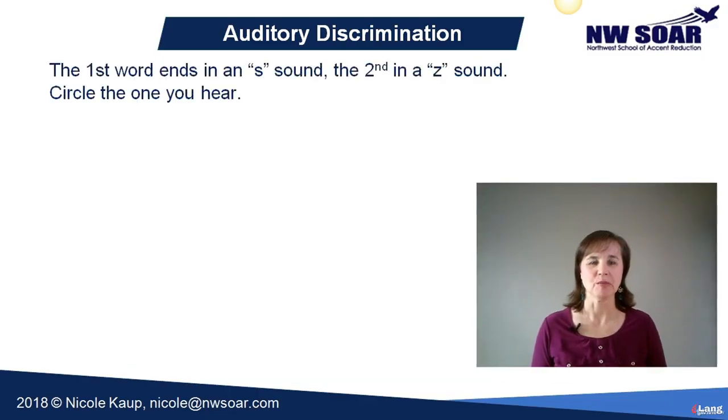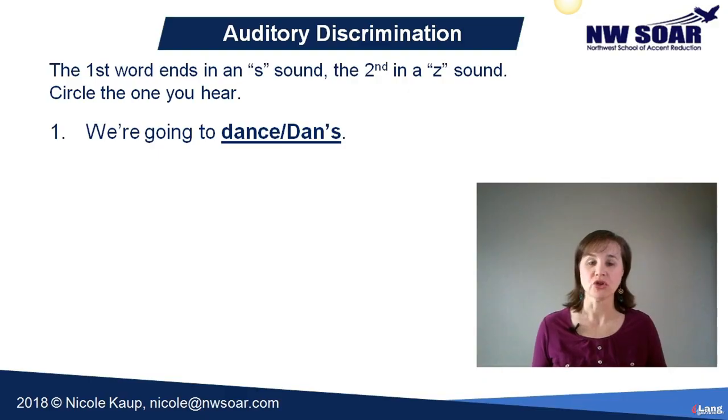All right, let's do a little bit more auditory discrimination. This time we're going to do it in sentences. So in each sentence, you'll see a pair of words. Circle the one you hear. Now, important to note, the first one in each pair is said with an S sound. The second one is said with a Z sound.